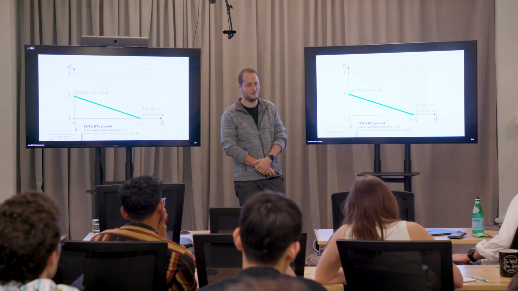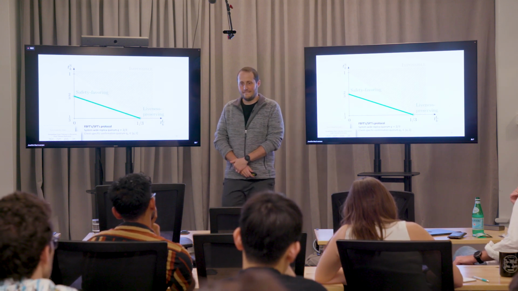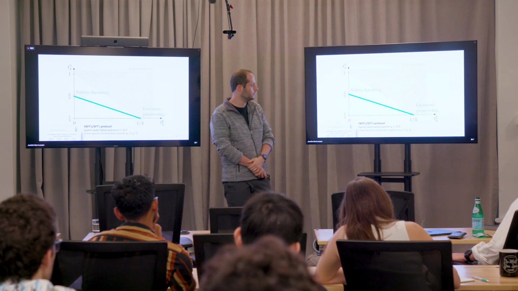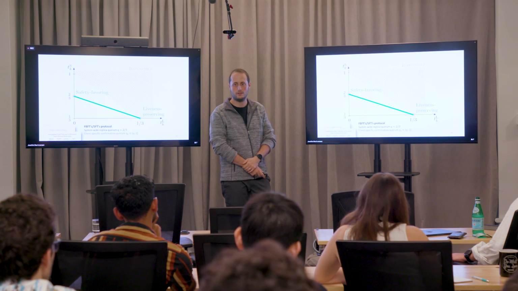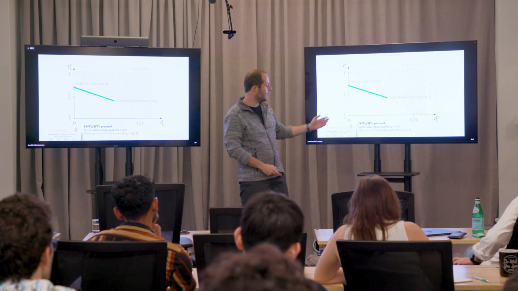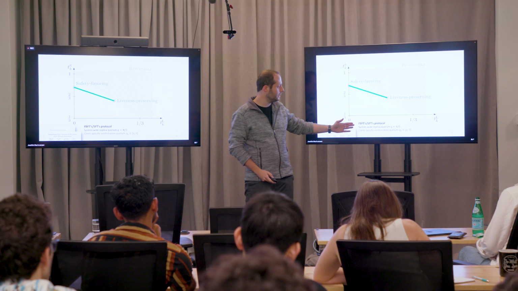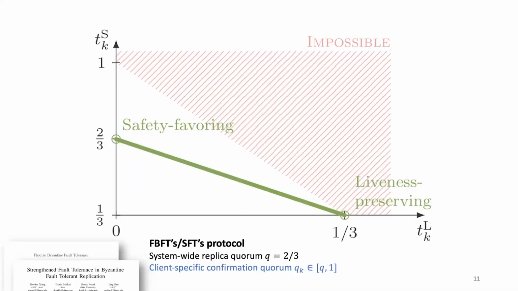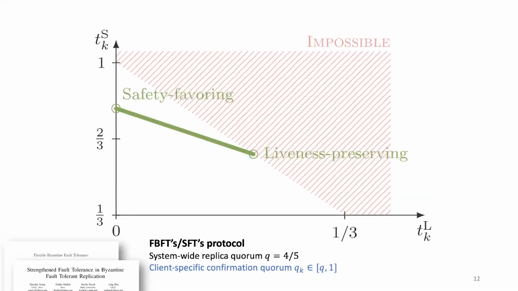Okay? And you could also imagine re-asking the question in the synchronous setting if you wanted, and you might get a different graph. Yes. In fact, this impossibility result goes away, etc. Yes, you can totally ask the question in the synchronous setting. Okay. And then in FBFT and in SFT, again, you can now tune the system-wide replica quorum. Currently, for this particular line, we've chosen it to be 2/3, but we can crank it up.